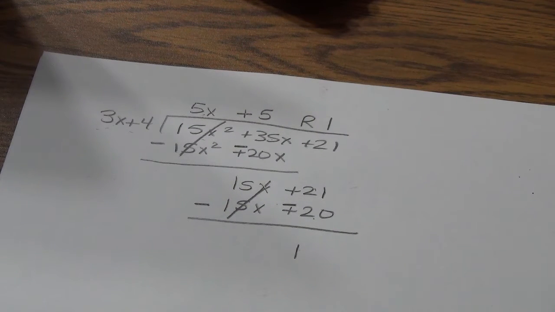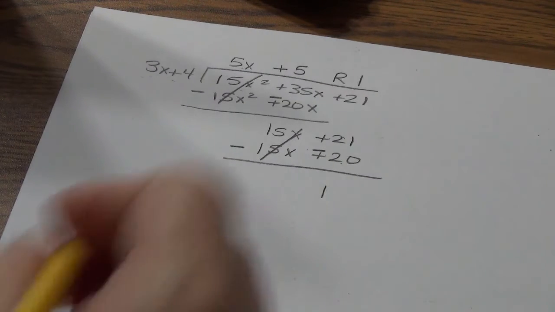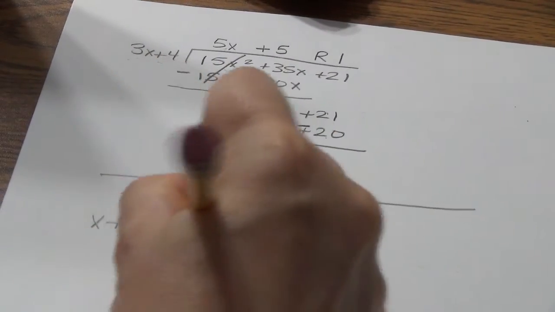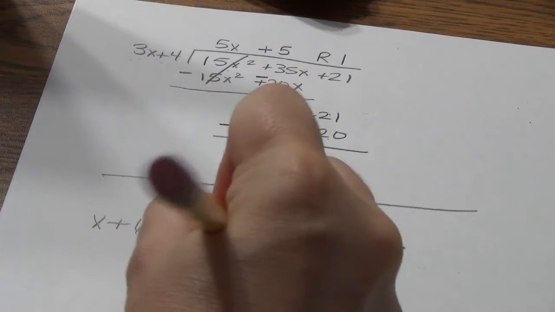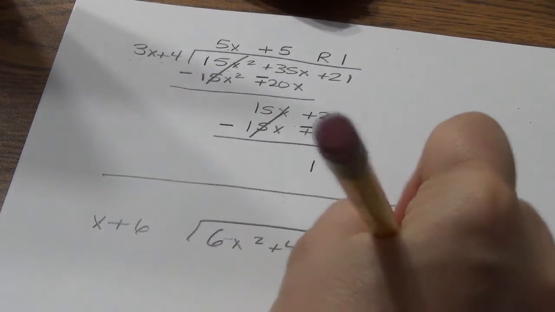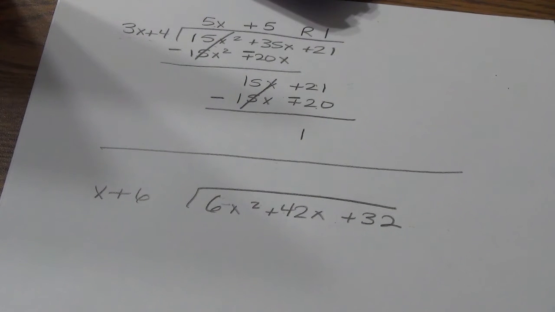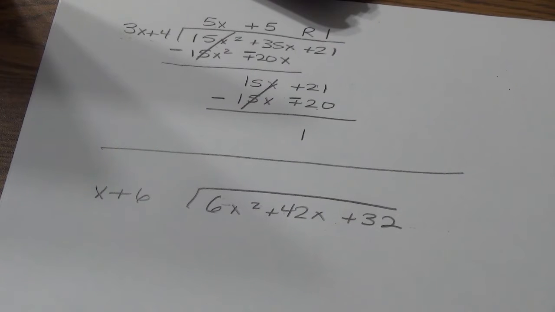If I go to the next one here, let me bring the next one up here. We have x plus 6. We are dividing it into 6x squared plus 42x plus 32. Again, I think you've got the process mostly right because I can see your quotient is correct. It's the remainder you're having trouble with.